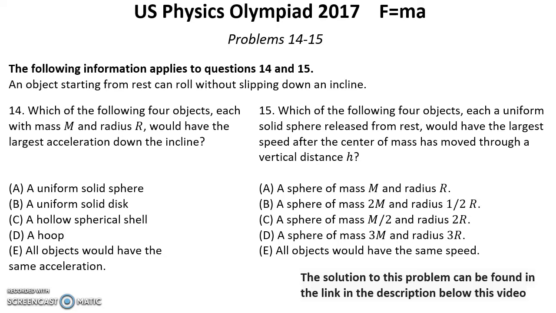Problems number 14 and 15. The following information applies to questions 14 and 15. An object starting from rest can roll without slipping down an incline. Problem number 14. Which of the following four objects, each with mass m and radius r, would have the largest acceleration down the incline?